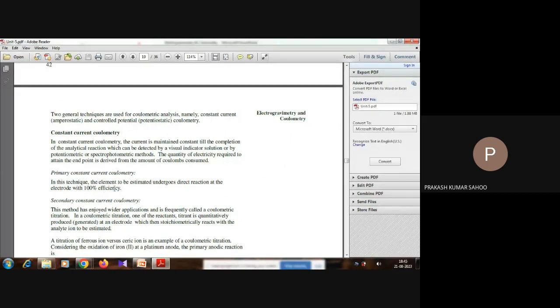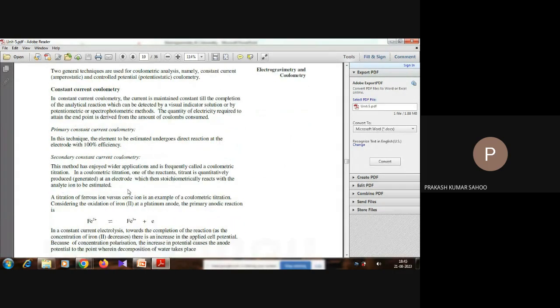In this technique, the element to be estimated undergoes direct reaction at the electrode with 100% efficiency. That is, this is a direct reaction. Constant current means it is just like electrogravimetry. The platinum gauze and platinum wire are used as cathode and anode, and direct current is applied, and the metal ion dissolved in the sample solution gets separated, and the estimation is by weight, that is gravimetric estimation.